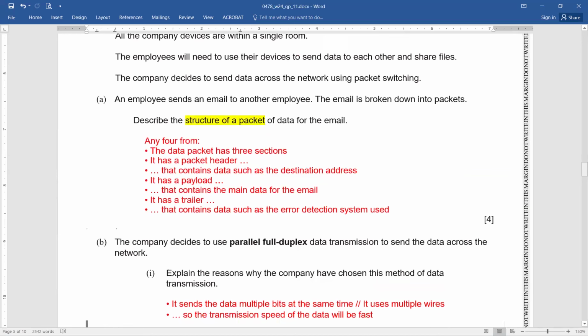So first thing, as we discussed, parallel means several bits of data, multiple bits, will be transmitted using several wires at the same time.